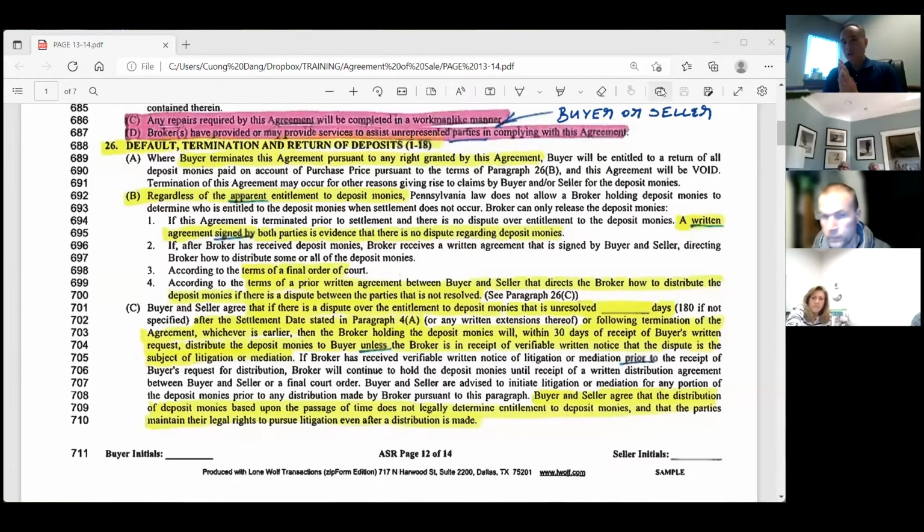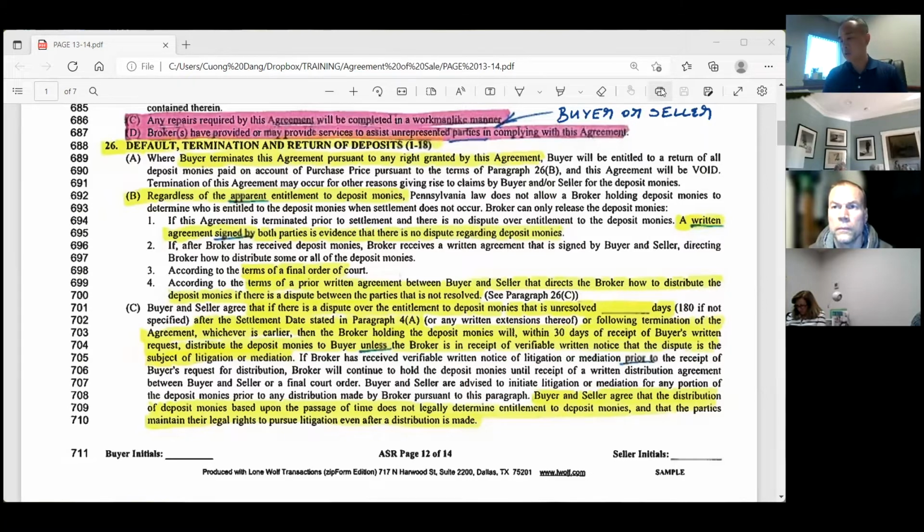All right, so welcome to the last week of the agreement of sale, us going over the entire agreement of sale. We left off at the bottom of page 12 the last time, and the reason I did that was it started paragraph number 26, talking about default, termination, and return of deposit, and I wanted to keep the conversation all together for this week about the deposit money and who deserves it and how you get it back.